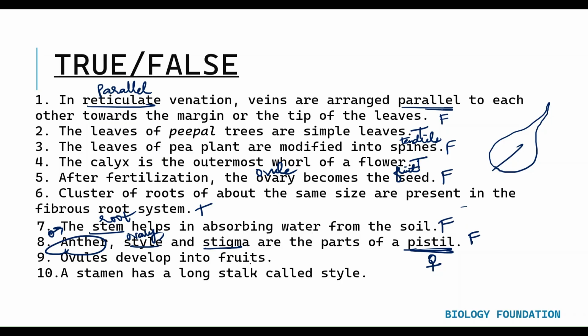Ovules develop into fruits. False. How can I correct the statement? Ovary develops into fruits, or I can correct it as ovules develop into seeds. A stamen has a long stalk called style. False. Style is seen in female reproductive organ, that is in pistils or carpel. Stamen has a long stalk which we call filament.